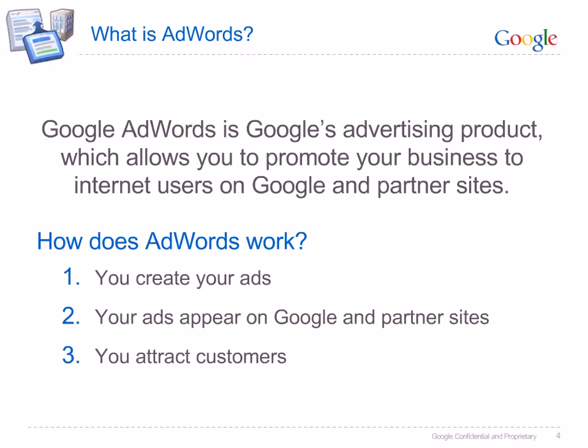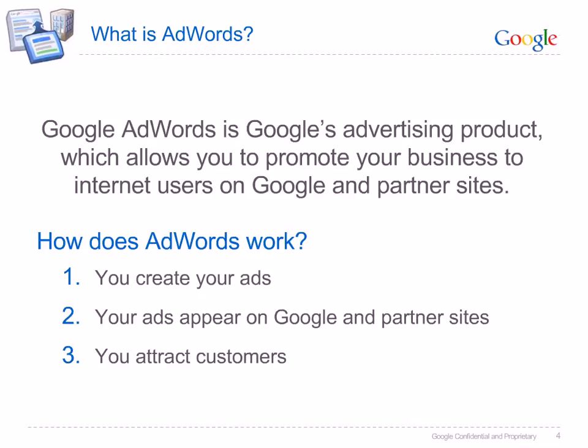Firstly, you create your ads and choose keywords, which are words or phrases related to your business. Then your ads appear on Google and partner sites. When people search on Google using one of your keywords, your ad may appear next to the search results. So you're advertising to an audience that's already interested in what you have to offer. You attract customers. People can simply click your ad to visit your website, make a purchase, or learn more about you. It's that easy.